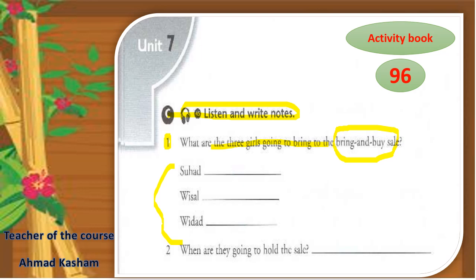I explained this. Bring and buy sale. This is in Arabic معرض لجمع التبرعات. Bring يحضر and buy يشتري. Now we have 3 girls, Suhad, Wisal and Widad. Number 2, when are they going to hold the sale? To hold the sale, متى سيقمن المعرض?